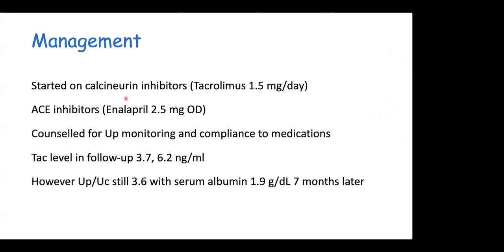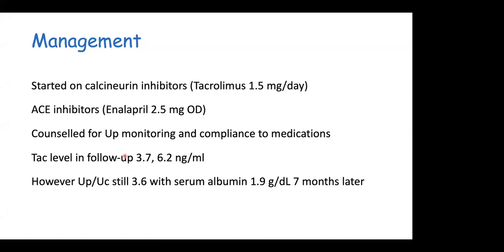So typical management would involve starting these patients on a calcineurin inhibitor. In this trial, we started tacrolimus at a low dose of 0.1 milligram per kg. Also supplement with a low dose of ACE inhibitors and titrate both upwards. Parents had been counseled for urine protein monitoring, compliance to medications, and to take tacrolimus regularly twice a day.